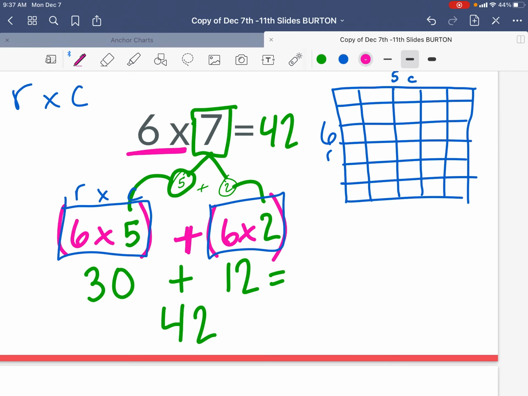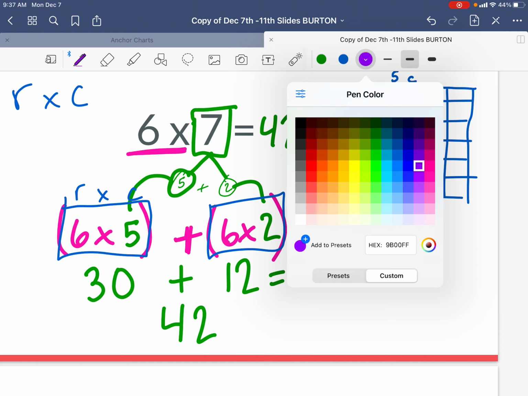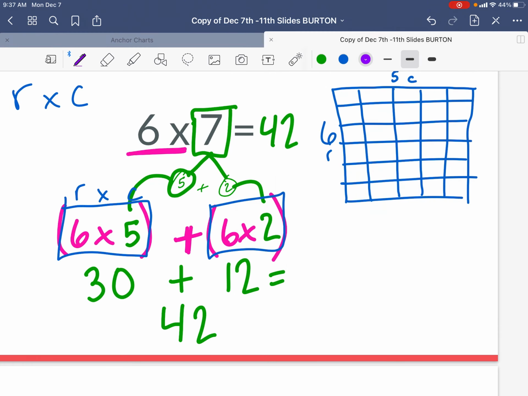Now I'm going to make the other equation, okay? The other array, 6 times 2. 6 rows times 2 columns. So let's draw another 6. Oh my goodness. Okay, hang on. I'm getting a little confused. I'm getting ahead of myself. I'm sorry, guys. So the 6 is what stayed the same.